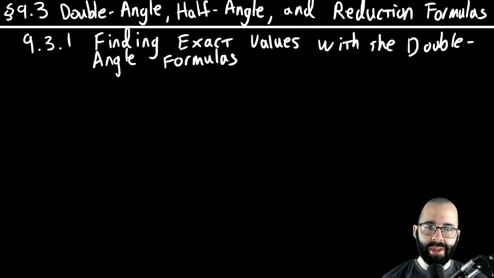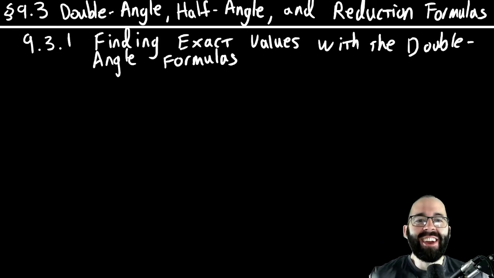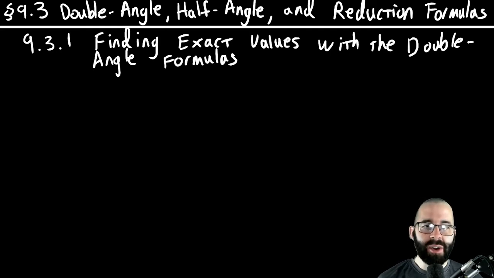Welcome to 9.3, where we're going to learn 5 double angle formulas, 3 half angle formulas, and 3 reduction formulas. But let's start with the good news. Literally none of those formulas are anything new, and I know I say this all the time. They all come exactly from 9.2. Every single one of those, I can't count. You count it for me.